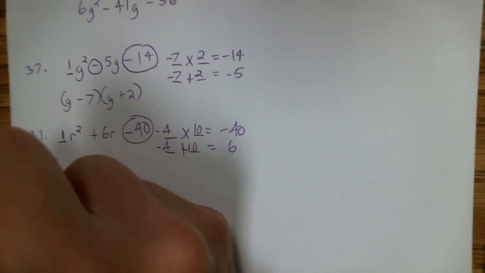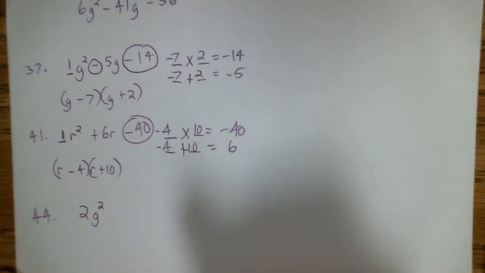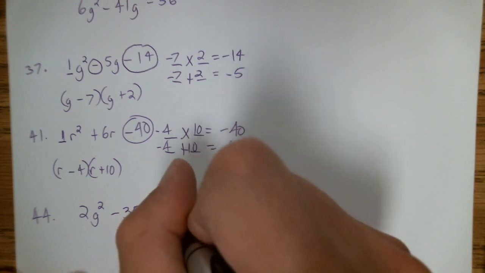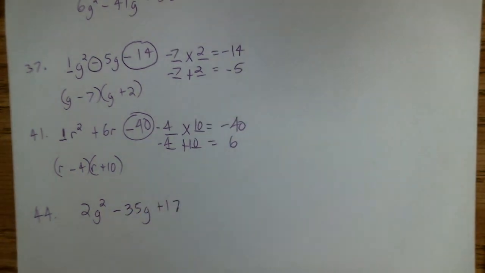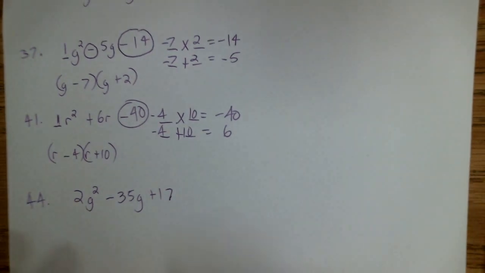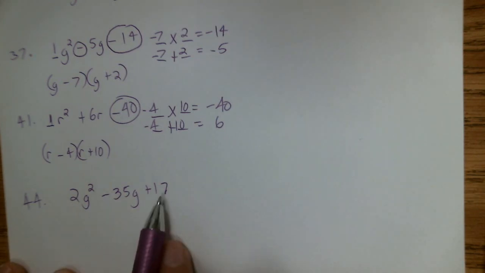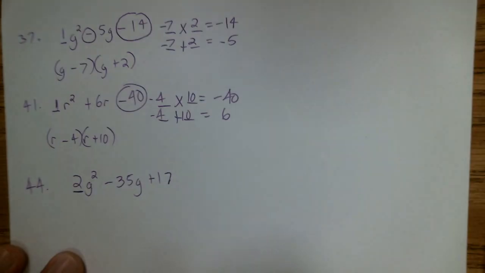Okay, 44. Now we ramp up the difficulty. I love these problems. I know you guys may not, but I do. A little good old challenge. All right, so is this a special case? No, 17 is not a perfect square. Can't pull out a GCF. 2 doesn't go into 17. So now I got to factor my trinomial. Notice this number is not 1.